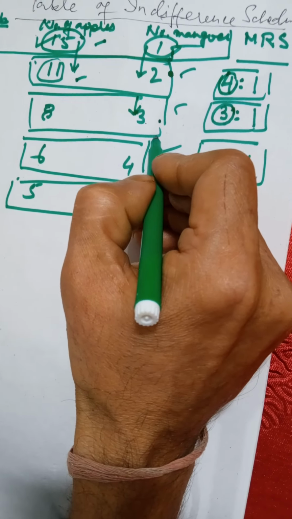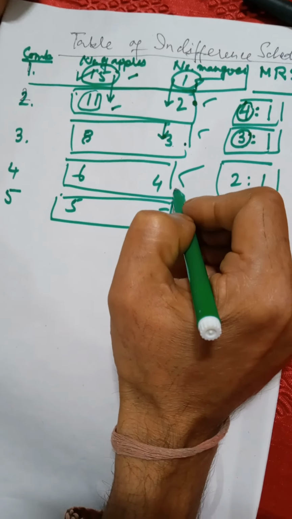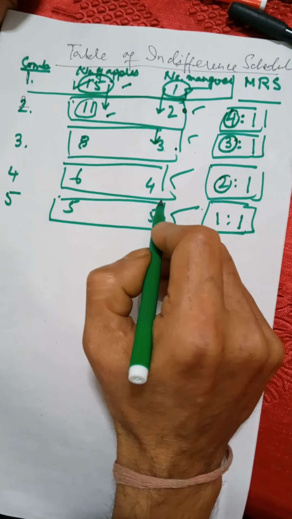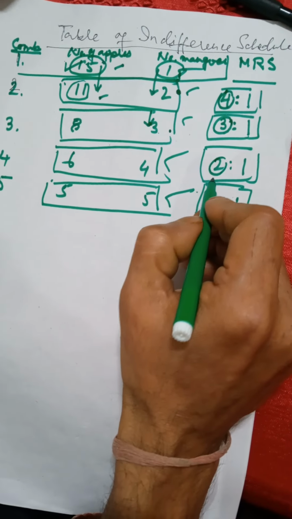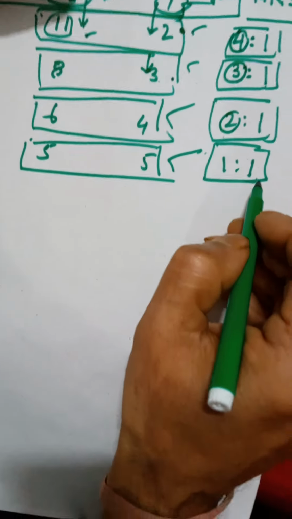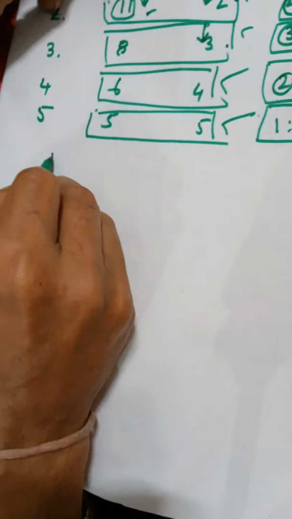So in this stage, if he once again wants to consume 1 more mango, then he is prepared to sacrifice only 2 units of apples. So MRS becomes 2:1. In this stage, it becomes 1:1. Now if you draw a figure, it will be a downward sloping curve like this.